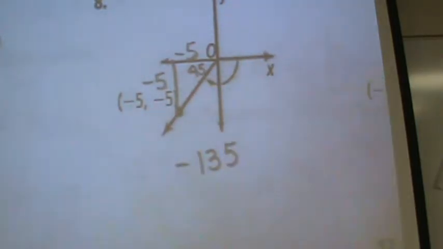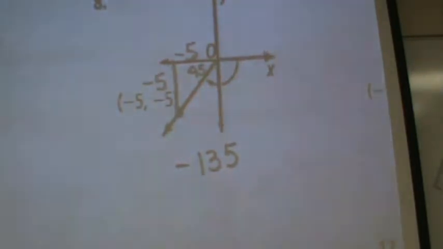Okay, how do you get to this point? Negative 5, negative 5. You went 5 this way and 5 that way. These two legs are the same, so what's this angle right here? 45. So what does it measure from here to here? Negative 135. Excellent.